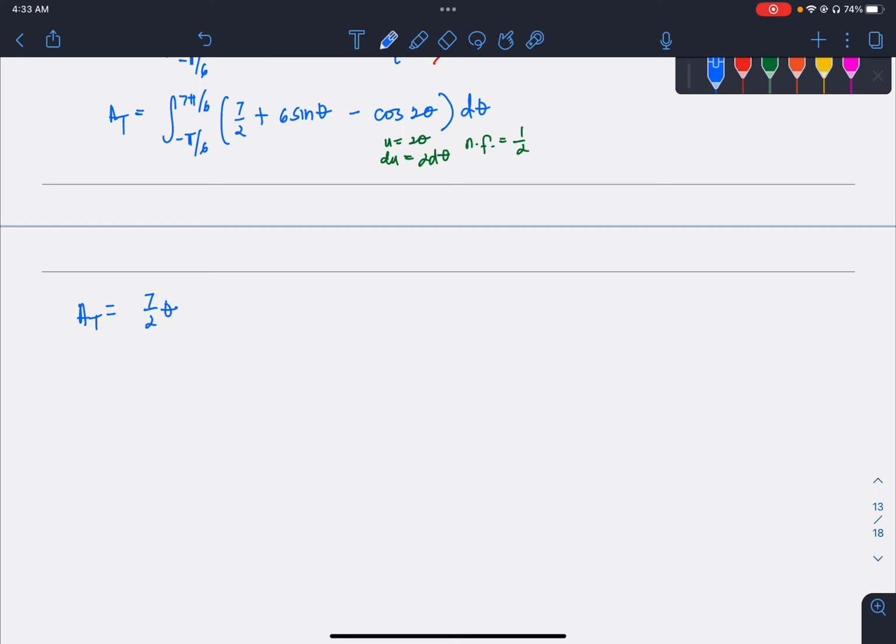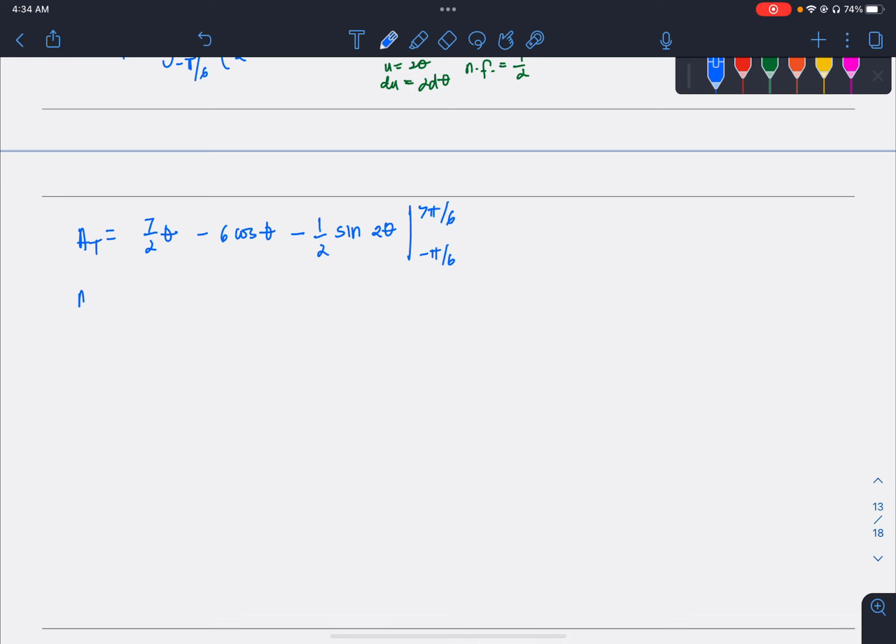And then the integral of sine will be negative cosine, so negative 6 cosine theta. And then the integral of cosine is positive sine, but then we have a negative for the cosine there, so negative, neutralizing factor of 1/2. So negative 1/2 sine 2 theta. And then that will be evaluated from negative pi over 6 to 7 pi over 6.